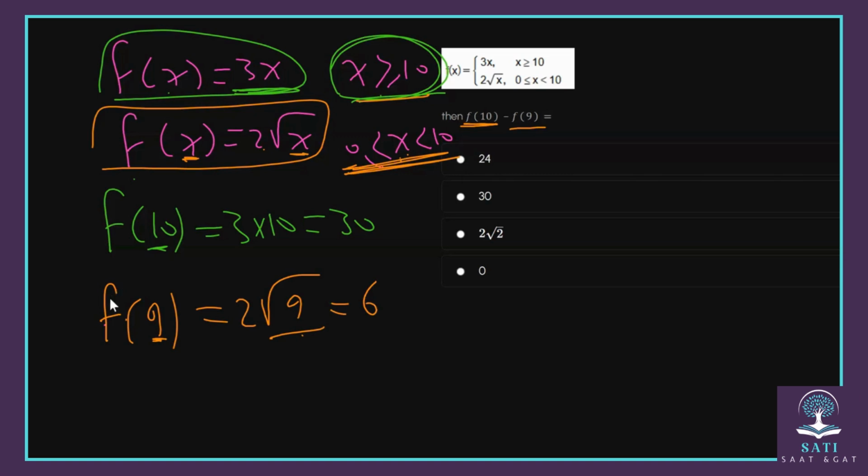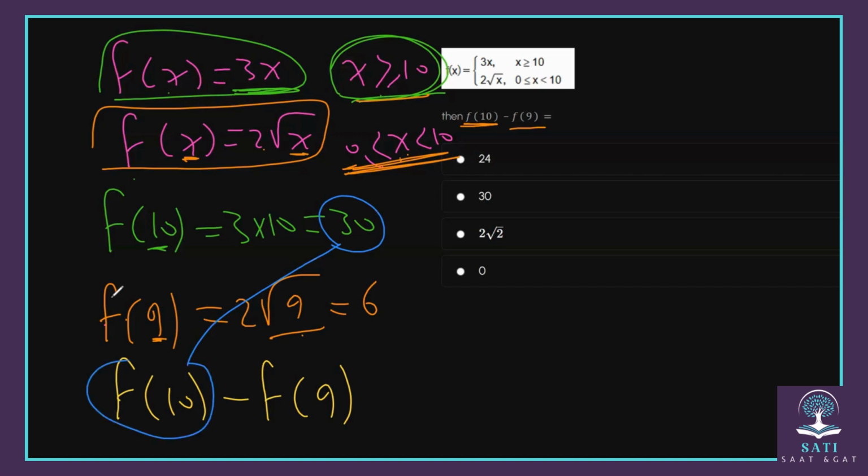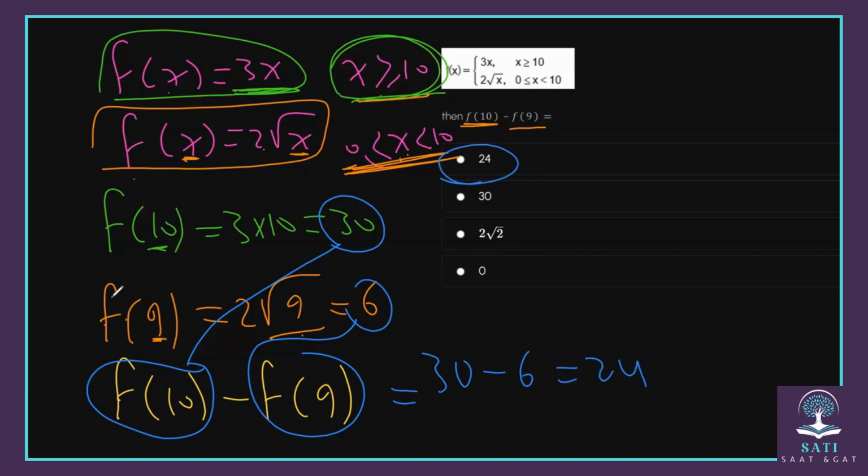Now I find the final step, which is f of 10 minus f of 9. We have f of 10, which is 30. So you substitute here 30, which is f of 10, and you substitute here 6 as f of 9. So it's going to be 30 minus 6, which is 24. So you choose 24 as the answer.